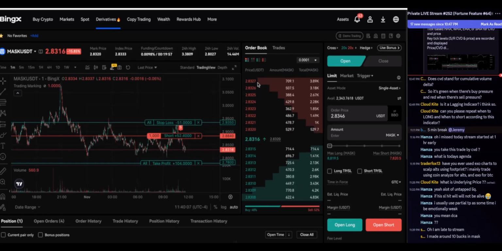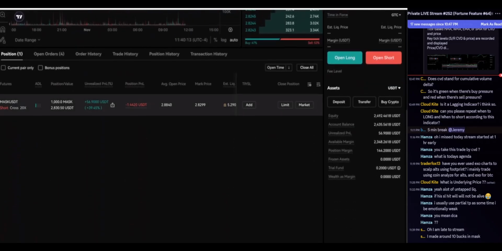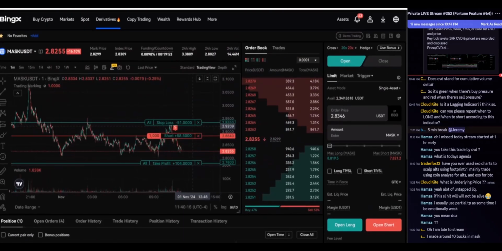How do you handle partial take profits? You made around $10 on MASK. Nice. Did you short or long? I'm assuming you shorted. Did you just copy what I did, or how did you trade that?